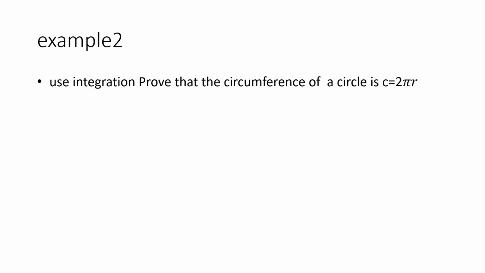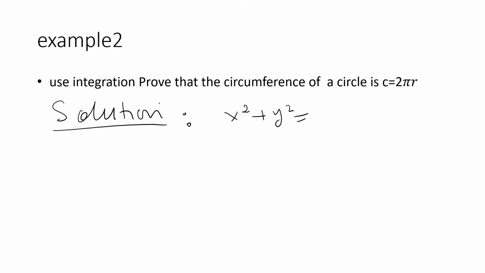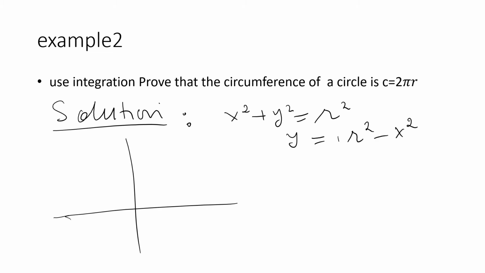Example number 2. Use integration to prove that the circumference of a circle is 2 pi times r. We are going to do it. We are going to consider the equation of a circle centered at (0, 0). As you all know, the equation is x squared plus y squared is equal to r squared. We'll make y the subject of the formula. y is equal to the square root of r squared minus x squared.